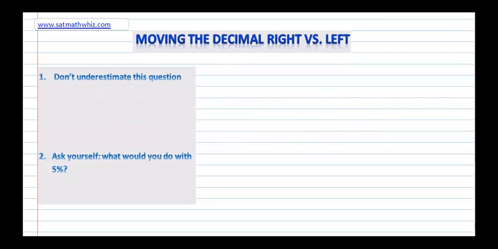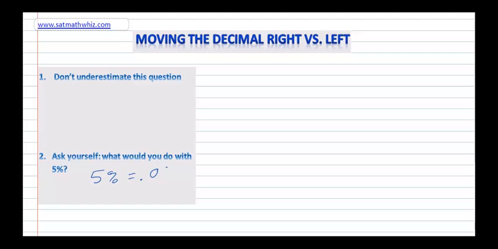Moving the decimal right versus left. First of all, don't underestimate this question. Just like many concepts on the SAT that look very easy, when you get into different applications of it, it could actually be quite challenging. So, for instance, if we had 5%, that would become 0.05.